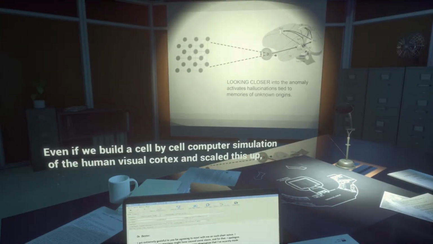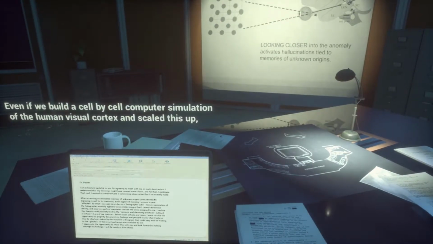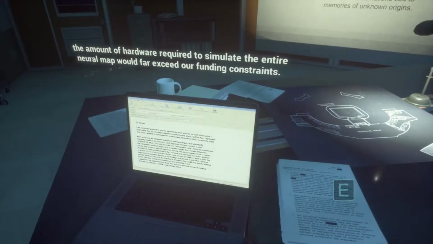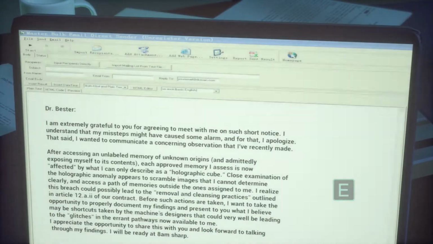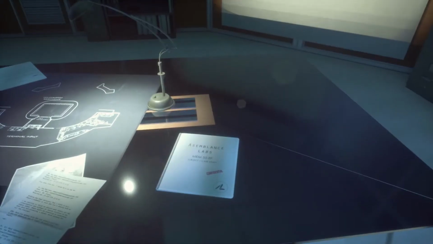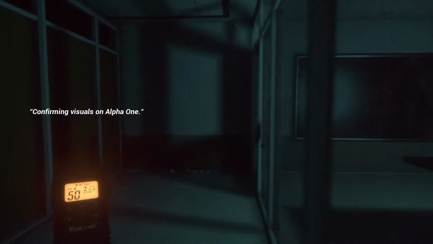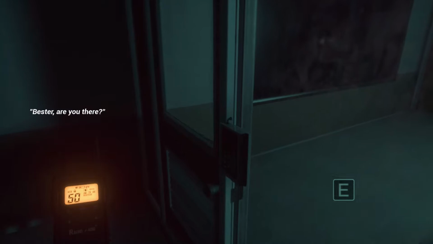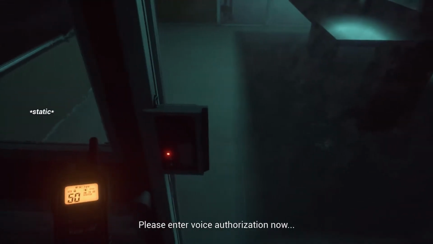Even if we build a cell-by-cell computer simulation of the human visual cortex and scaled this up, the amount of hardware required to simulate the entire neural map would far exceed our funding constraints. This doesn't even consider the astronomical amount of energy required to power such a device. Since all the signals appear linear, we shouldn't need to replicate infinite neural precision. Strengthen, but... Besser, are you there? Please enter voice authorization now.